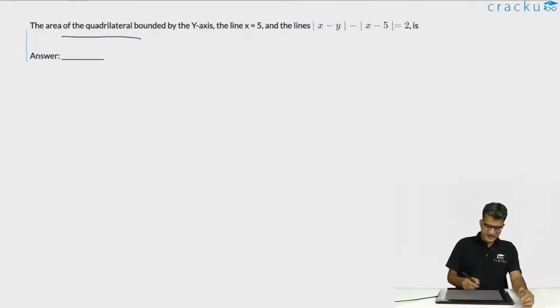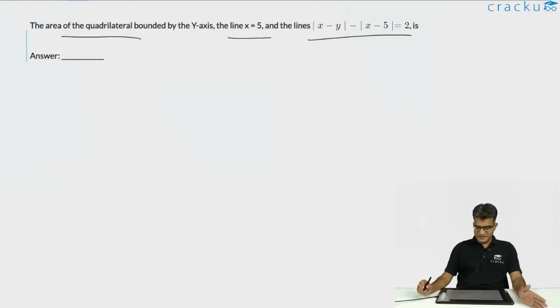In this question, we are asked to calculate the area of the quadrilateral bounded by the y-axis, the line x is equal to 5, and the line modulus of x minus 5 minus modulus of x minus y is equal to 2.